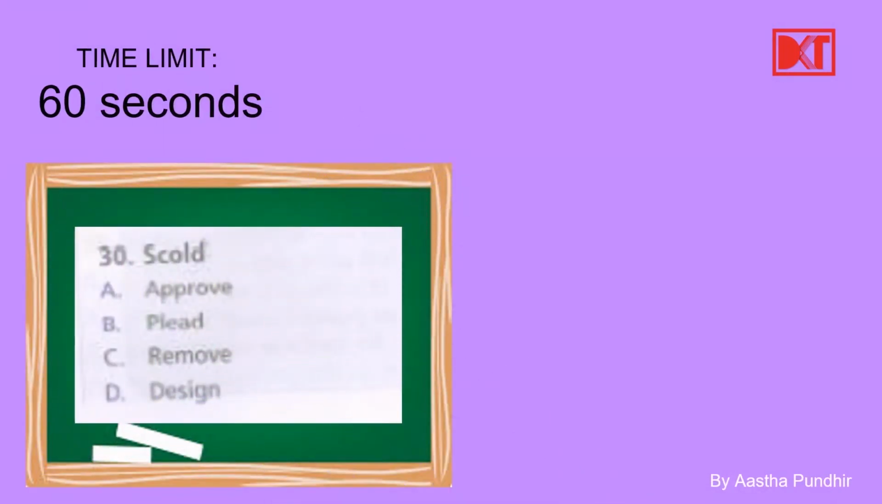Okay, now the next word is scold. Options are approve, plead, remove, design. Here, the correct answer is, just a minute, yes. The correct answer is A, approve.